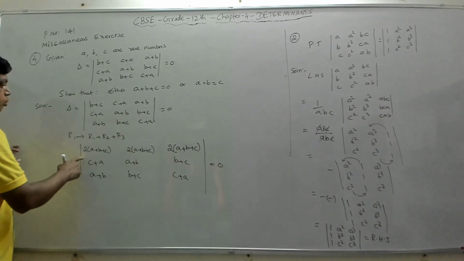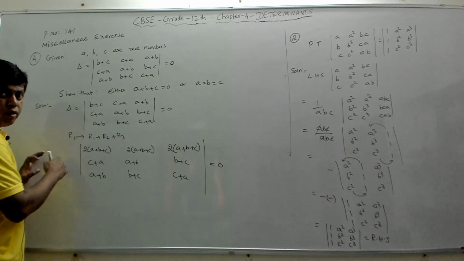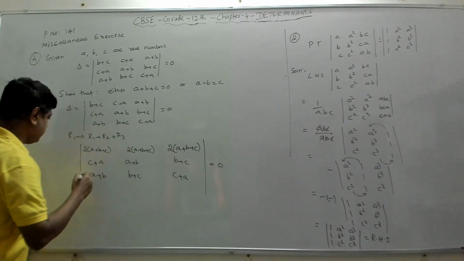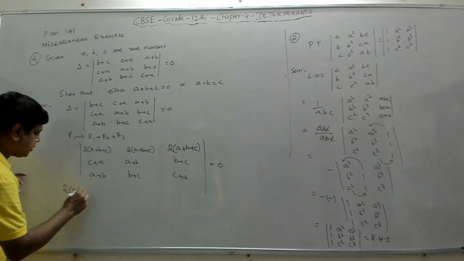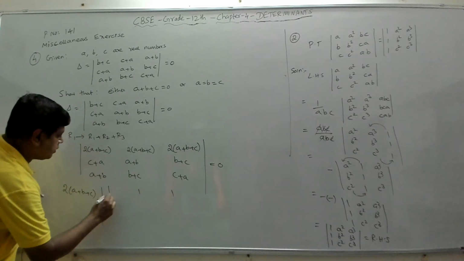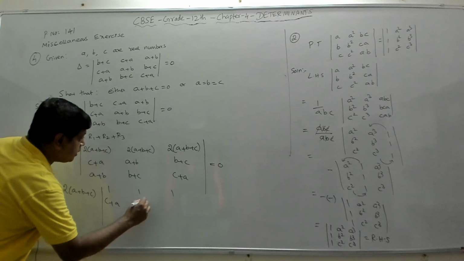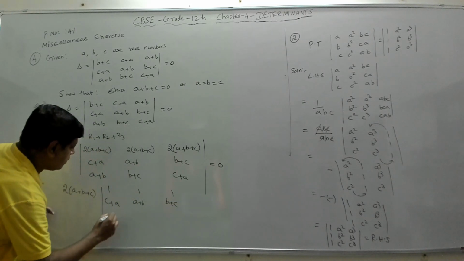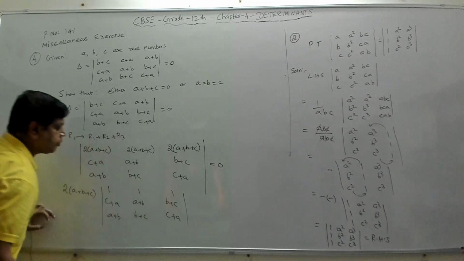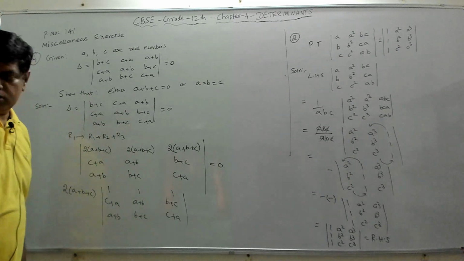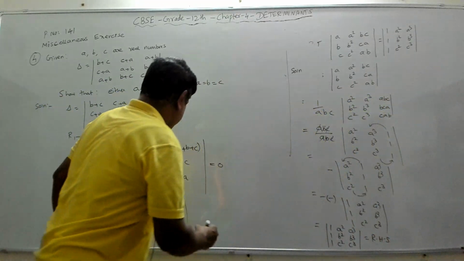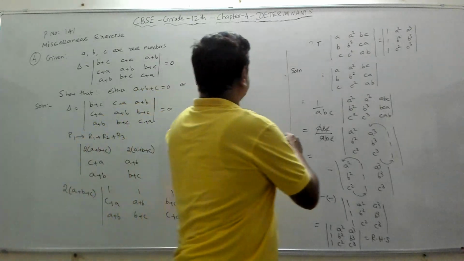Now we can take 2 times a plus b plus c out of the first row because it is present in each one of the elements here. Right? So you get 2 times a plus b plus c. If that is taken out, you get 1, 1, 1, c plus a, b plus c, a plus b, b plus c, c plus a. Now, so that is equal to 0. Equal to 0 is given.